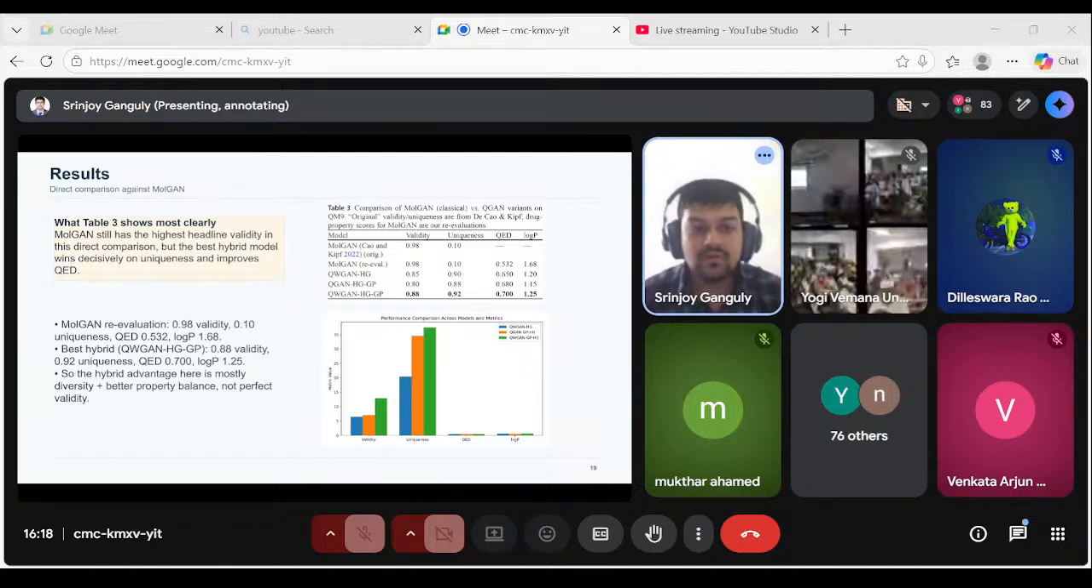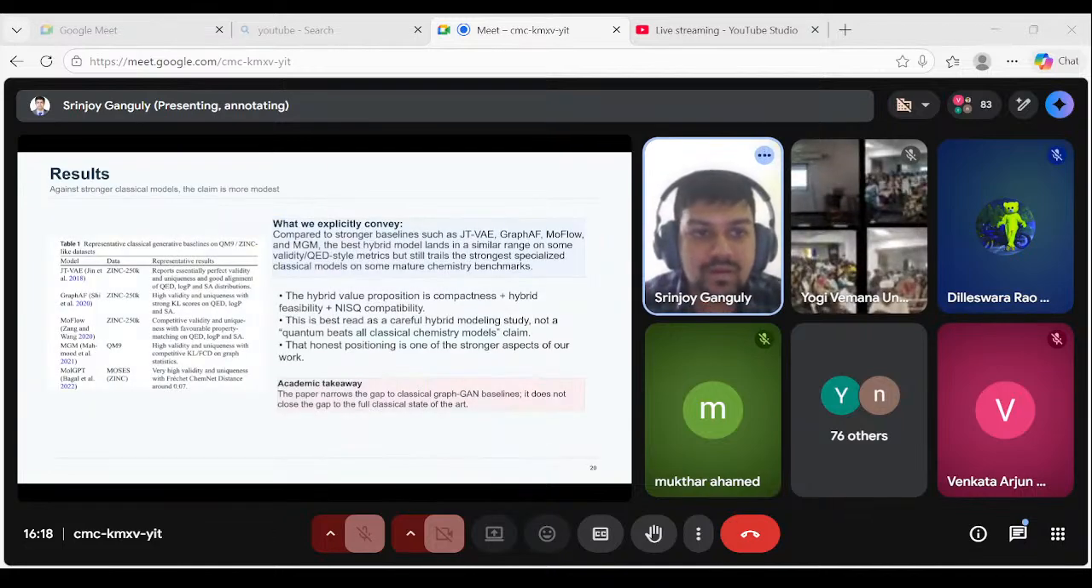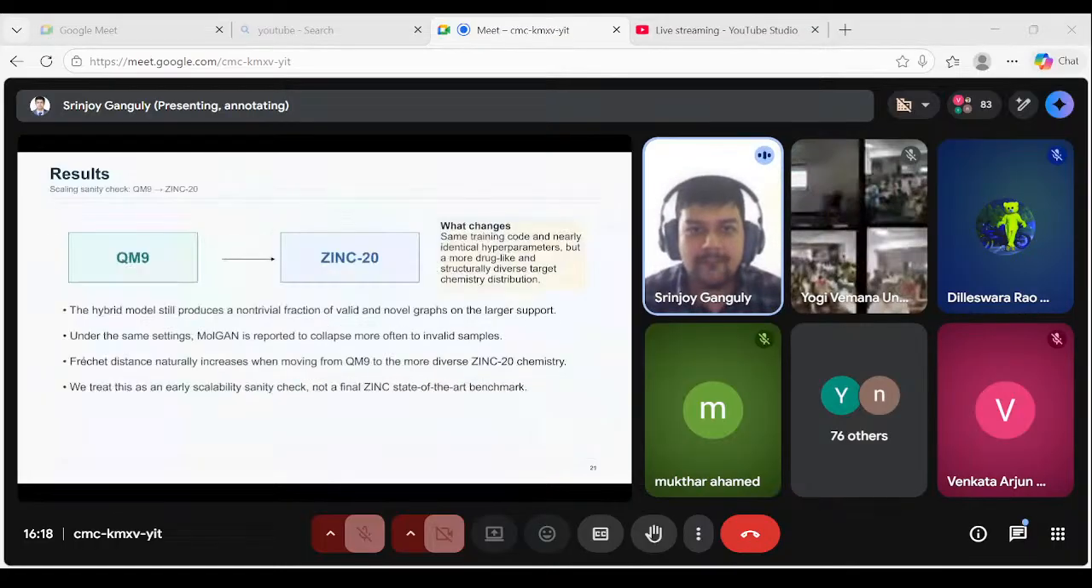So I think this slide is about, again, comparing the classical and the quantum one, which I have already covered.